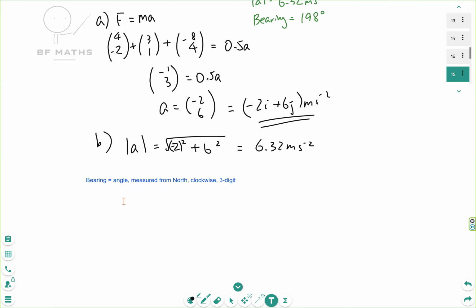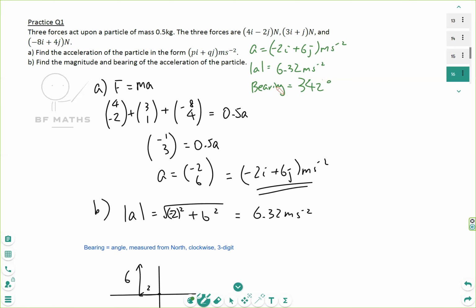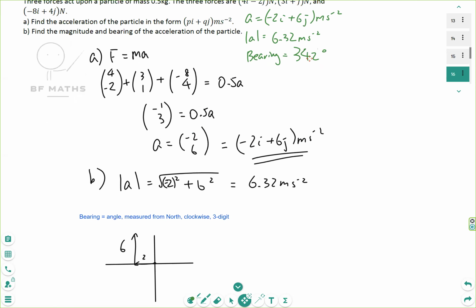Well, first of all, let's draw out a on the axis. So we know acceleration has direction minus 2i plus 6j. So minus 2i means from here we go minus 2, plus 6j means that way. Okay, am I right? Minus 2i plus 6j. I think I made a mistake. The answer is 242 degree. Right. So anyway, in here, 242 degree.